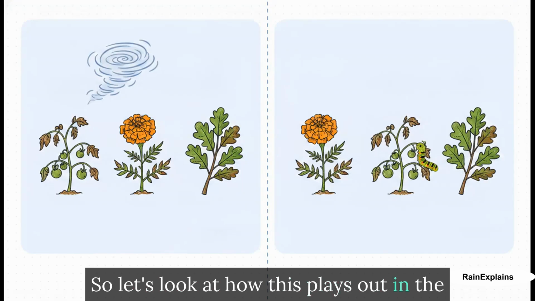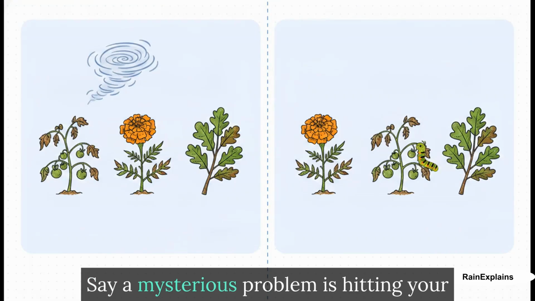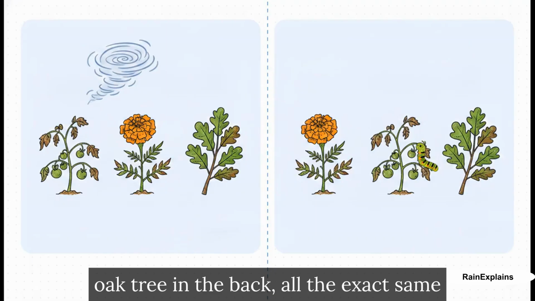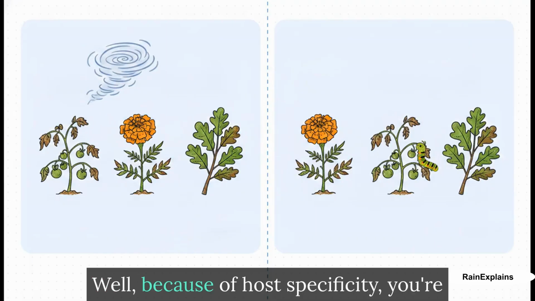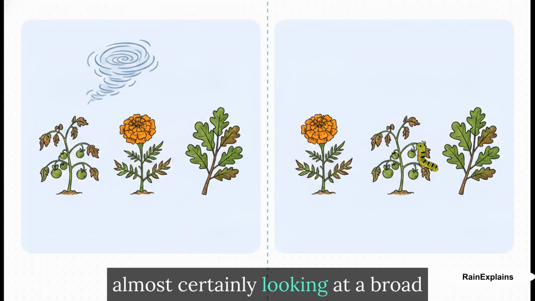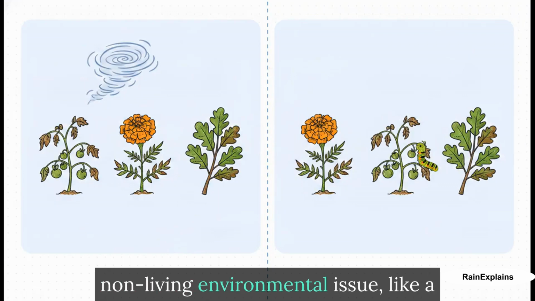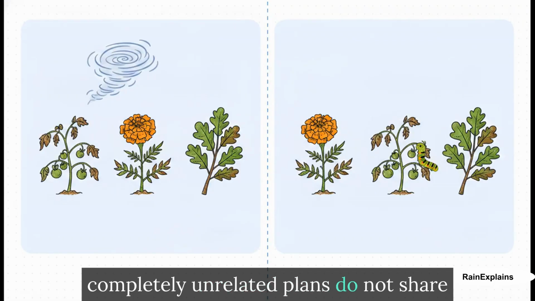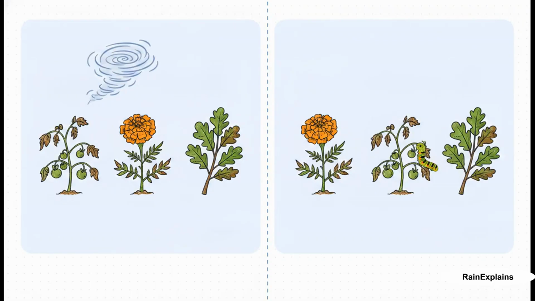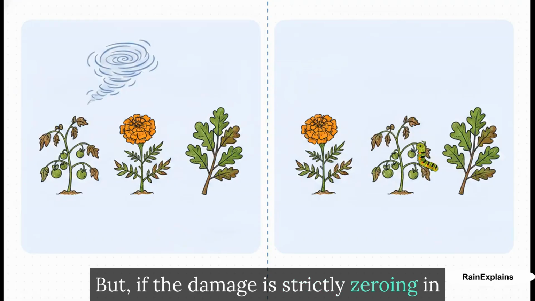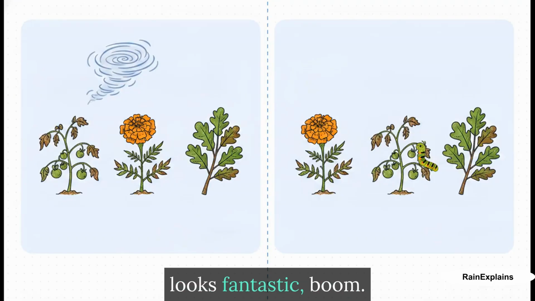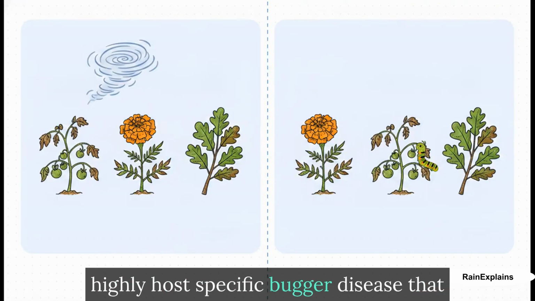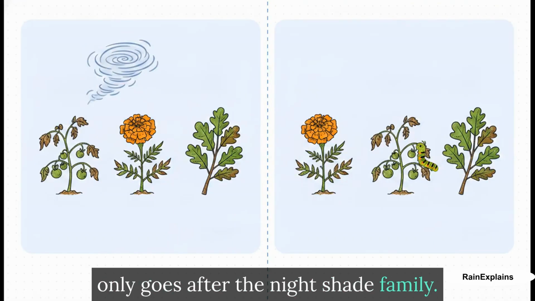So let's look at how this plays out in the real world. Say a mysterious problem is hitting your tomatoes, your marigolds, and the giant oak tree in the back, all at the exact same time. Well, because of host specificity, you're almost certainly looking at a broad, non-living environmental issue, like a sudden frost or drought, because those completely unrelated plants do not share the same pathogens. But if the damage is strictly zeroing in on the tomatoes while everything else looks fantastic, boom, you are probably dealing with a living, highly host-specific bug or disease that only goes after the nightshade family.